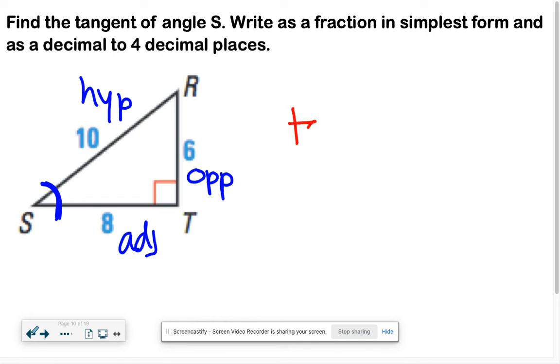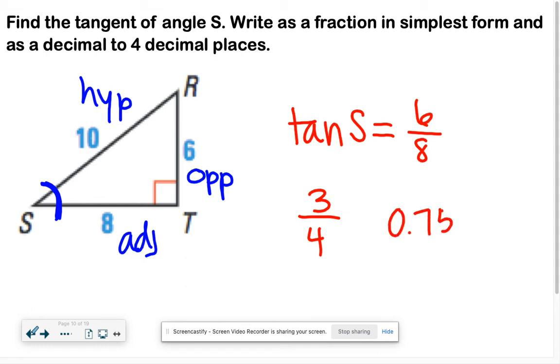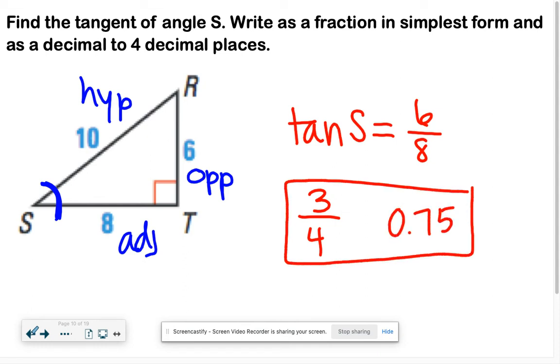So now we can write tangent of S equals. Now what is your ratio? 6 over 8. Now, the only thing is, can we reduce 6 over 8? Yes, 2 goes into both of them, right? 3 over 4. Now it says write it as a decimal, so you just type in 3 divided by 4 in your calculator and let's see what we get. 0.75. Done, folks.